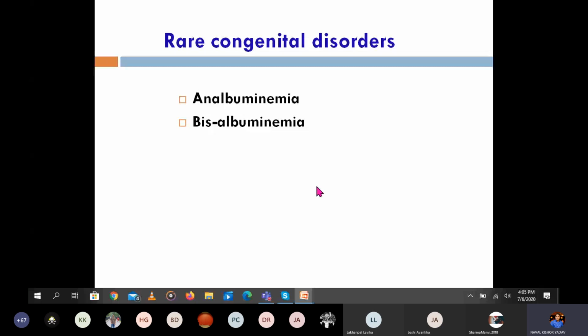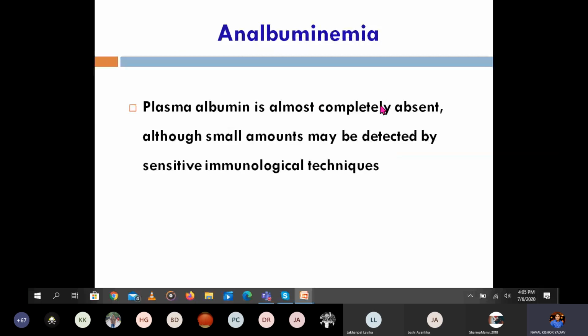Some other conditions, like the very rare congenital analbuminemia, where analbuminemia means absence. There is absence of albumin, so plasma albumin is almost completely absent.